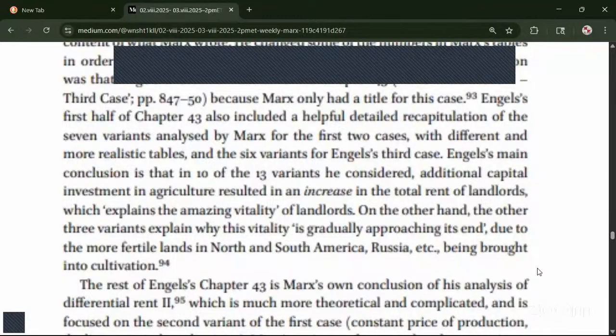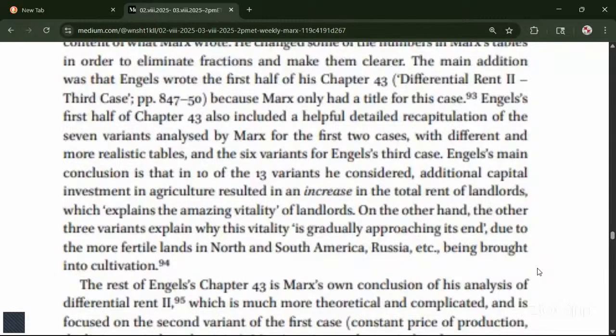Engels' main conclusion is that in 10 of the 13 variants he considered, additional capital investment in agriculture resulted in an increase in the total rent of landlords, which explains the amazing vitality of landlords. On the other hand, the other 3 variants of the 13 explain why this vitality is gradually approaching its end due to the more fertile lands in North and South America, Russia, etc., being brought into cultivation.